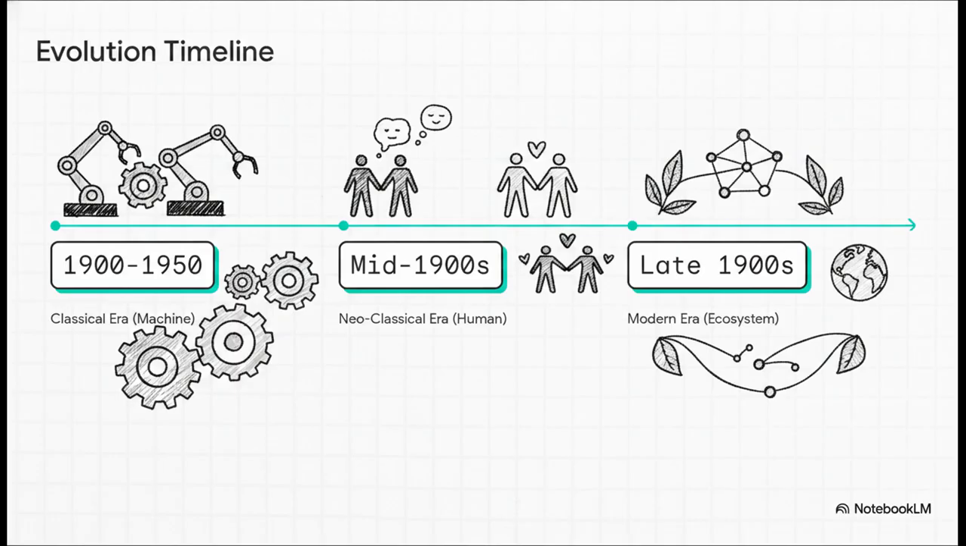As time progressed into the mid-20th century, theorists realized, hey, this is incomplete, which ushered in the neoclassical era, focusing heavily on human relations. And finally, by the late 20th century, the modern era emerged, viewing organizations as complex ecosystems. Let's unpack that first classical block.